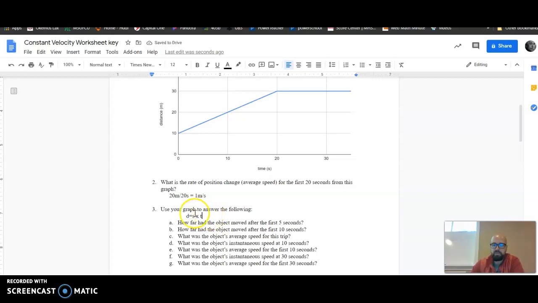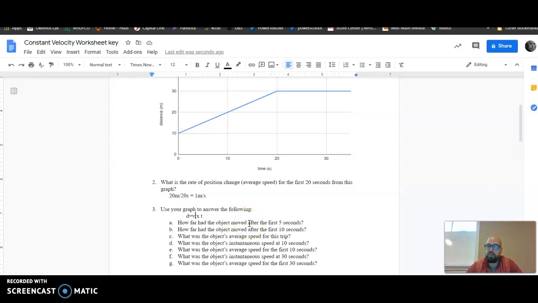So that equation, or velocity times time, either one, it doesn't really matter for us. So how far had the object moved after the first 5 seconds? What some people did is they went to the graph here and they said, okay, this is about 5, this is 15. So they incorrectly answered 15.